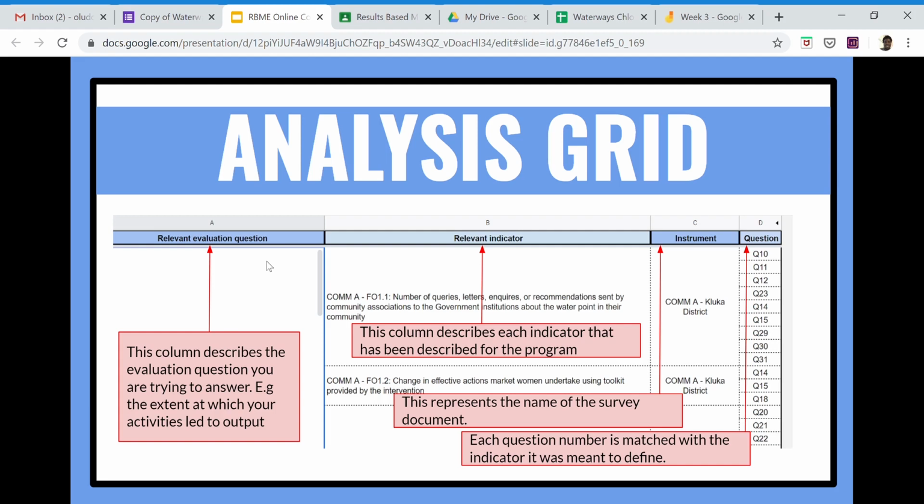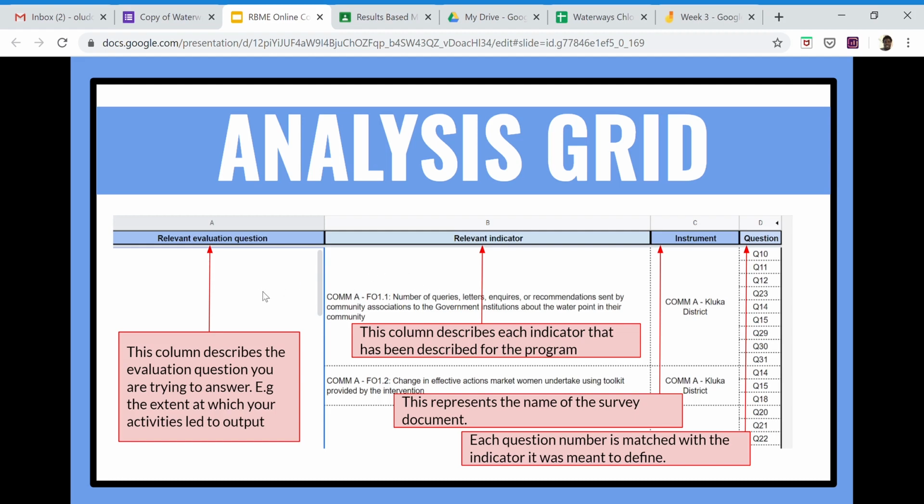So it could be the extent to which your activities turned into outputs. It could be the extent to which you want to look at how much was spent to get from activities to inputs. It could be that you want to measure what works for a particular target audience, so in terms of relevancy. It could be all that. That's what is included in this column.